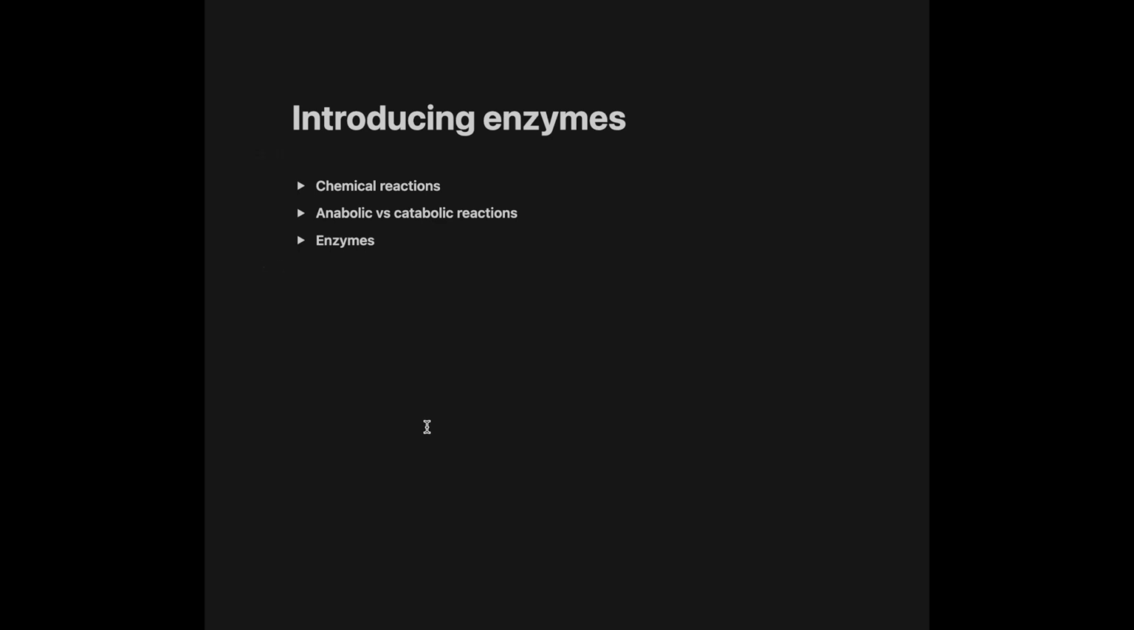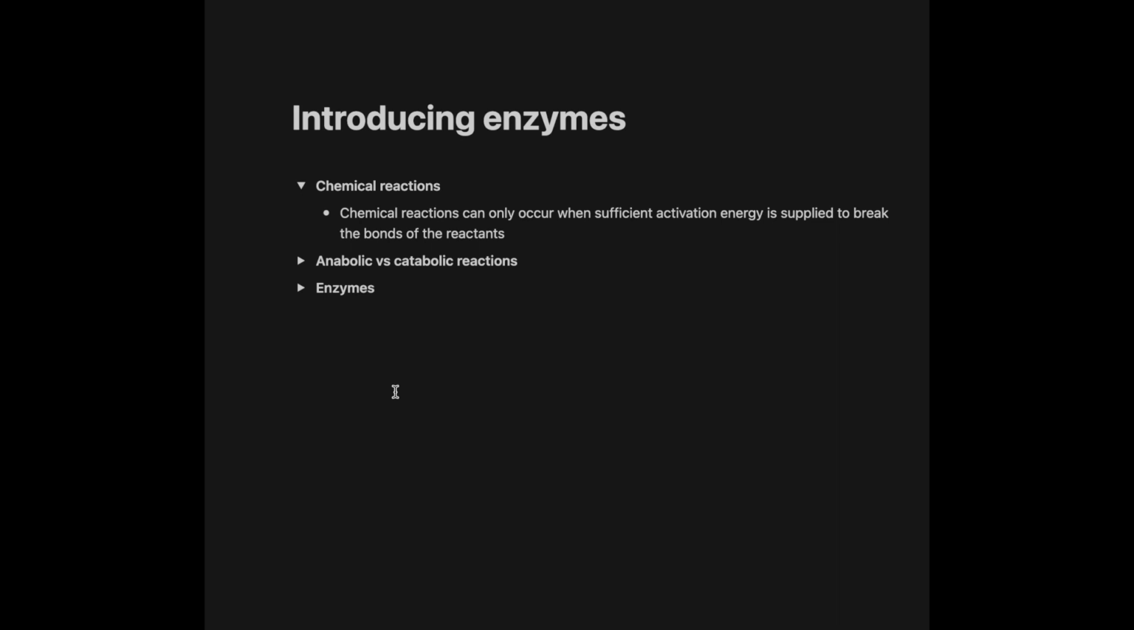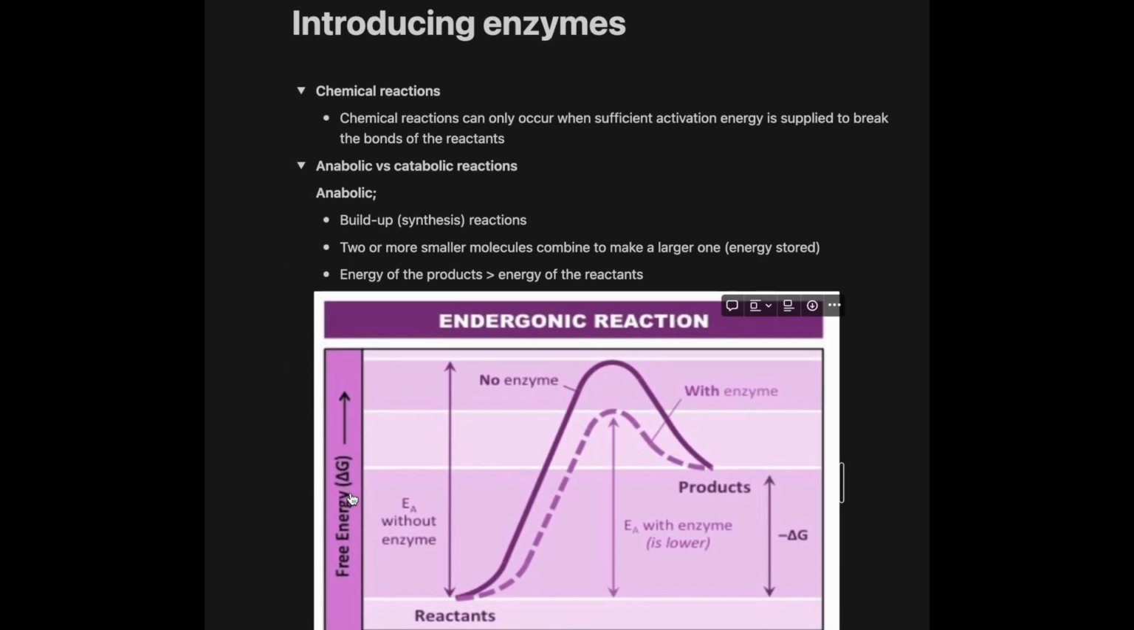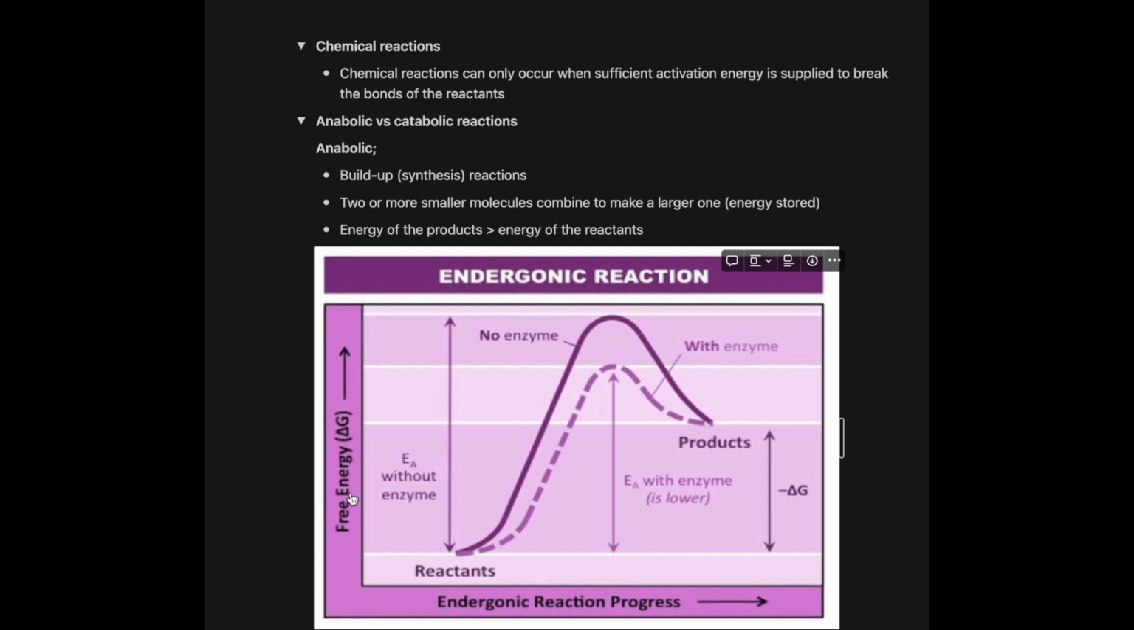So, introducing enzymes. First, you have to know that chemical reactions have to occur in order for life to be sustained, and that they only occur when there is sufficient activation energy to break the bonds in order to start the reaction. So here is where we're going to talk about anabolic and catabolic reactions.